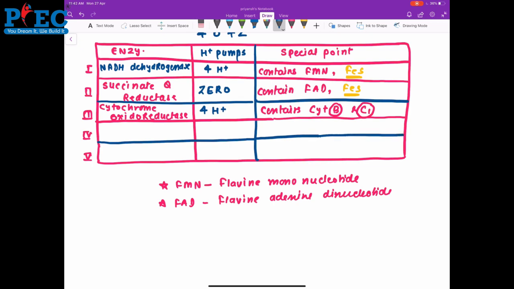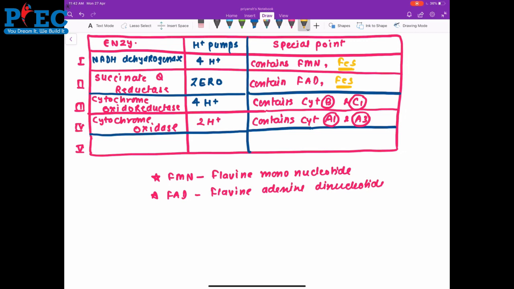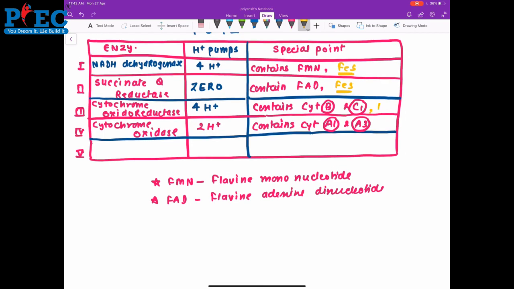Next is complex 4 and 5. Complex 4 is cytochrome oxidase. It pumps 2 hydrogen at a time. It contains cytochrome A1 and A3. One more point we can add for complex 3 is that complex 3 also contains iron sulfide.